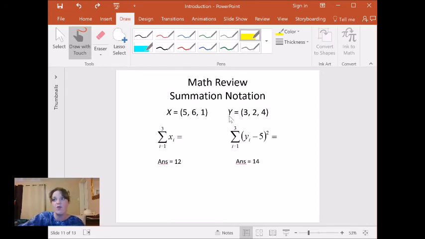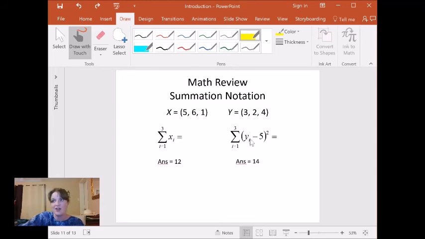Similarly over here we have Y, and let's say this is the number of caffeinated beverages somebody drinks. So Y represents the number of caffeinated beverages that somebody drinks. So the first individual human person drank 3 cups of coffee. This next individual human person drank 2 cups of coffee. And then this last individual human person drank 4 Red Bulls. So this Y sub I here stands for Y, which stands for the number of caffeinated beverages.